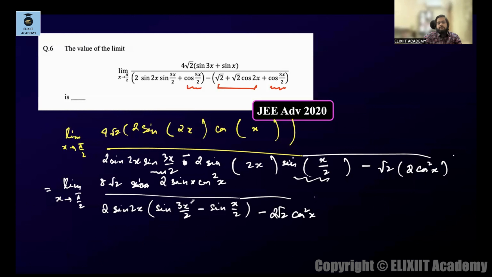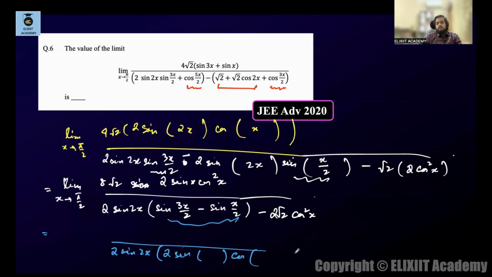Let's simplify this further. Let's simplify this sin c minus sin d by the sin c minus sin d formula. So what we get? Just see this part. So 2 times of sin 2x. Now sin c minus sin d. So sin c minus sin d is 2 sin, sorry, 2 cos. 2 sin cos, right? 2 sin cos.